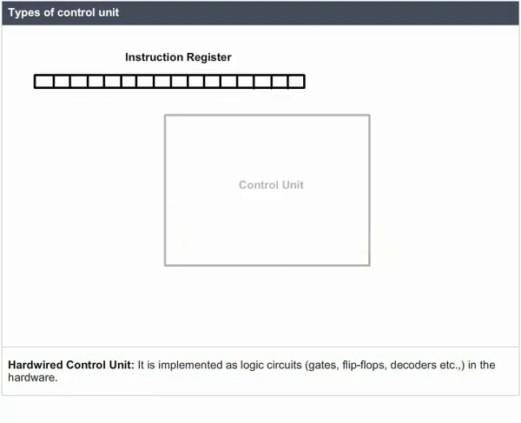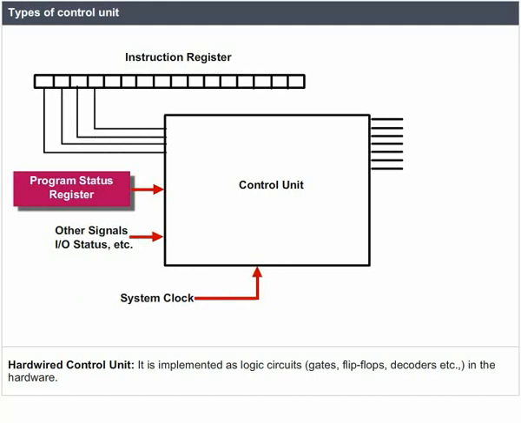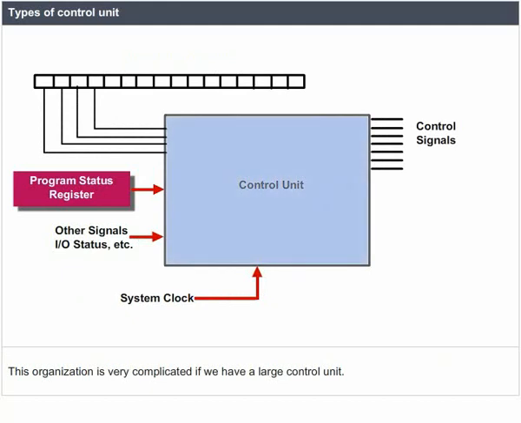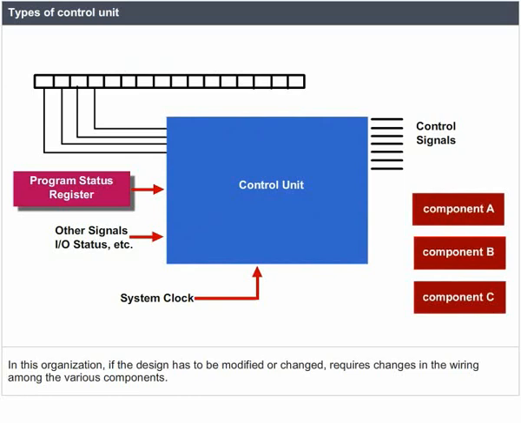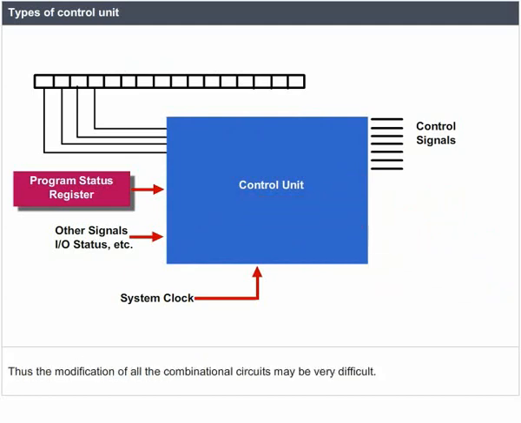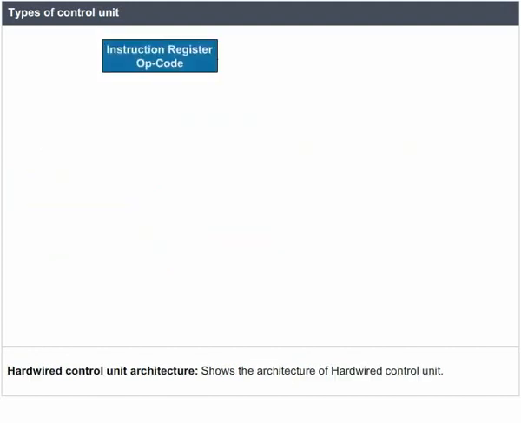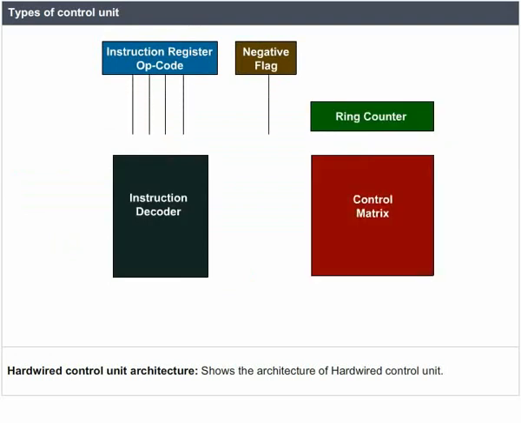Hardwired control unit. It is implemented as logic circuits, gates, flip-flops, decoders, etc. in the hardware. This organization is very complicated if we have a large control unit. In this organization, if the design has to be modified or changed, it requires changes in the wiring among the various components. Thus, the modification of all the combinational circuits may be very difficult. The hardwired control unit architecture shows the architecture of a hardwired control unit.